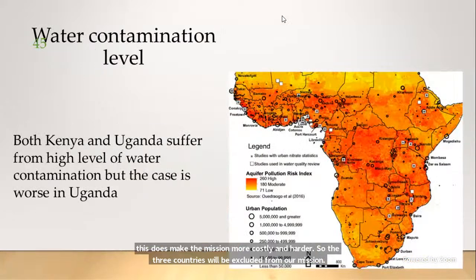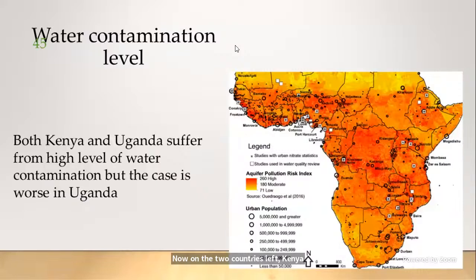Now only 2 countries are left, Kenya and Uganda, so we need to choose one of them. Comparing water contamination levels in both of them, we will see that they both suffer from high levels of contamination, but the case is worse in Uganda. So here's a point for Uganda.